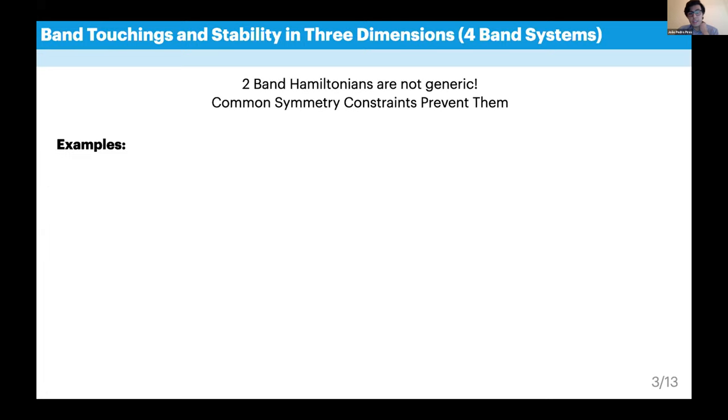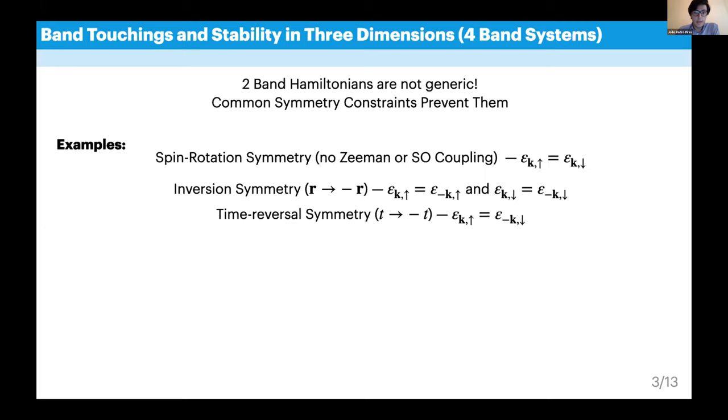The problem with doing this with two-band Hamiltonians is that in general, three-dimensional systems, or even two-dimensional systems, can have symmetries that don't allow you to use just two bands. For example, if you have spin rotation symmetry, so if you have no Zeeman term and no spin orbit coupling, then directly you can see that your bands are doubly degenerate because of the spin states. But you don't even need that. If you have time reversal symmetry and inversion symmetry at the same time, as you can see here, the same thing happens. So in either case, you have this degeneracy here.